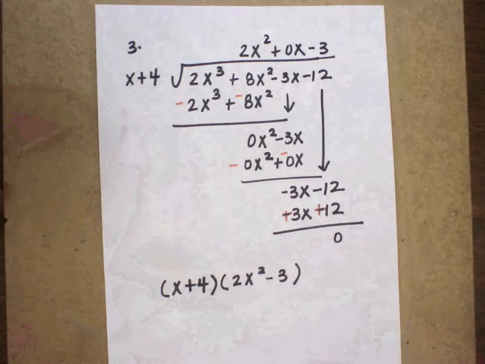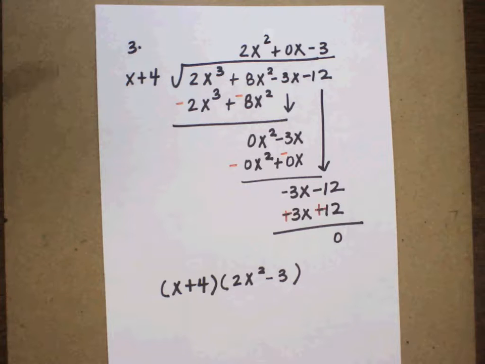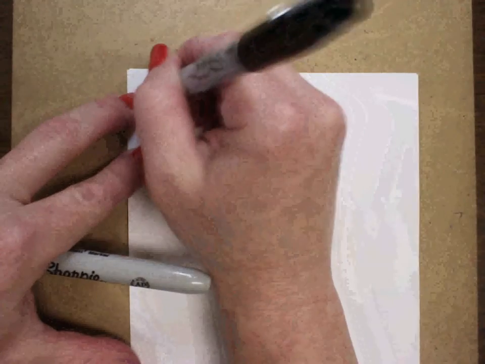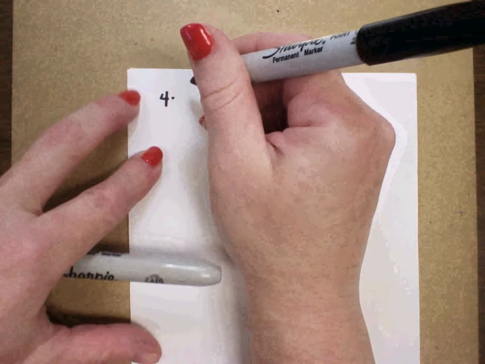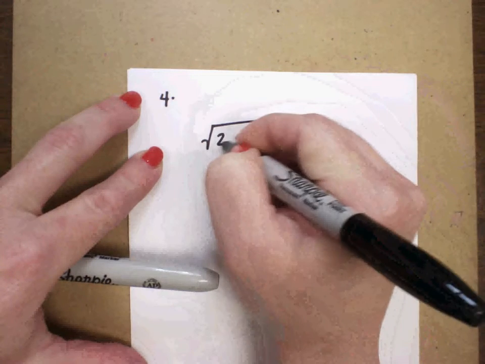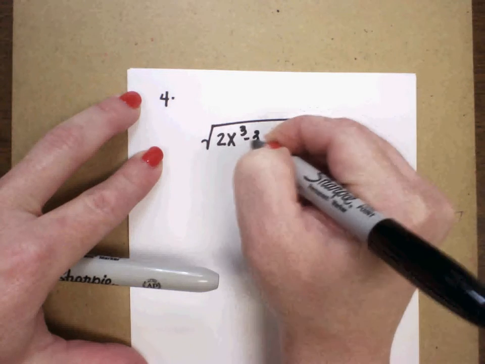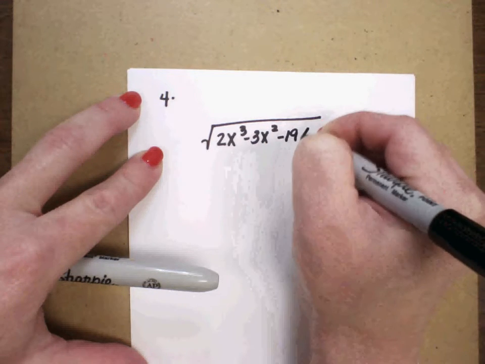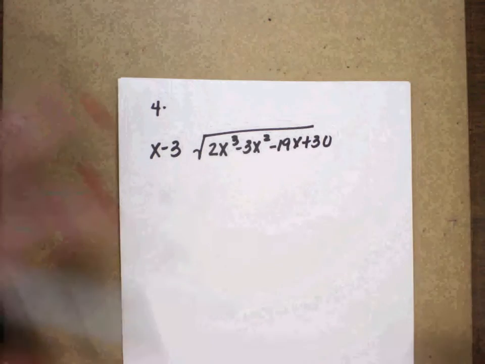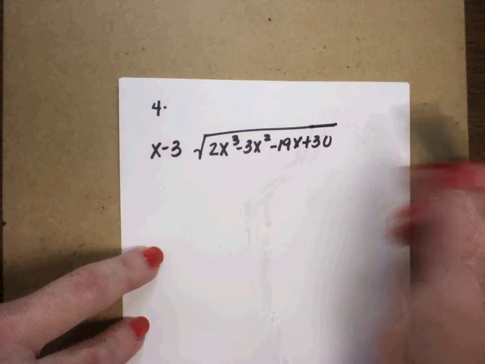I'm going to do one more and then you guys are going to try one on your own. We need a remainder that's not 0. We'll do that in a second. Alright. Two x cubed minus 3x squared minus 19x plus 30.